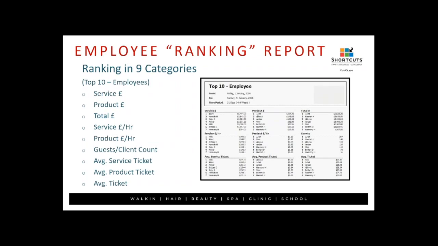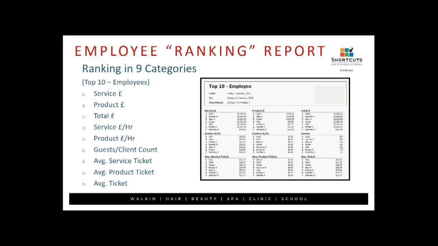So I'd usually recommend using the service by hour and the product by hour when you've got stylists that are part-time. So it makes it fair that if you've got part-time staff and you've got full-time staff, you're able to then make sure that the ranking is correct, because somebody that is part-time might not be able to achieve the service pounds at the top, but they should be able to achieve the service pounds by hour. The guests is the number of clients.